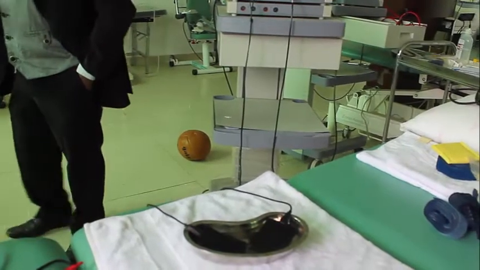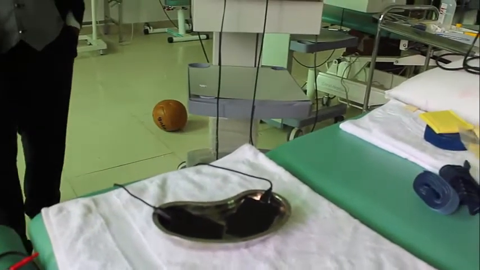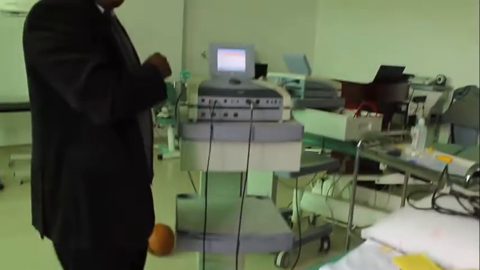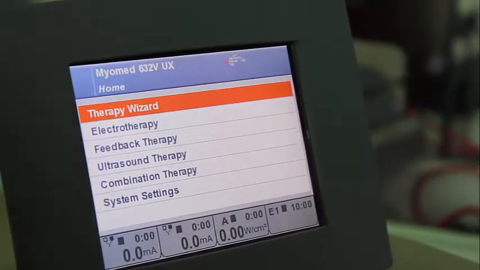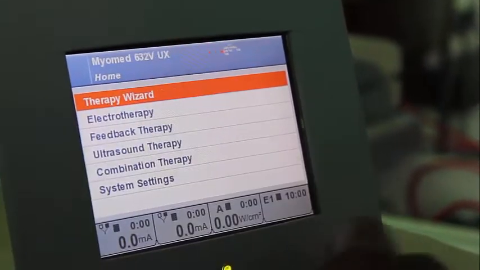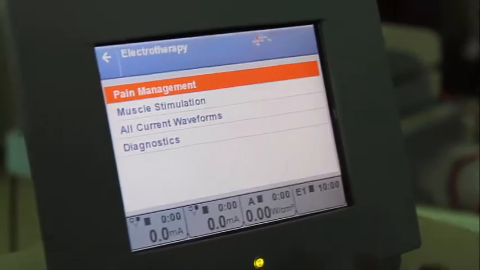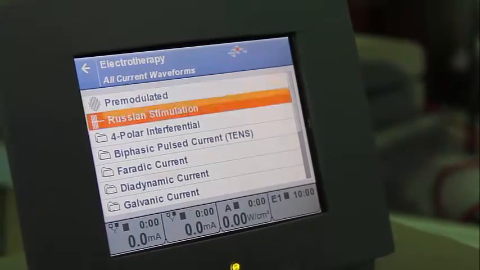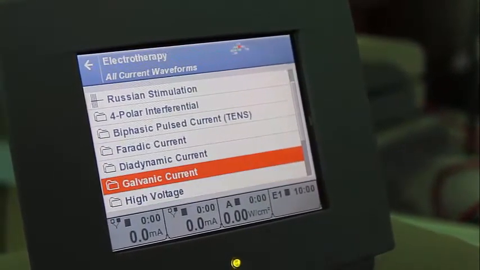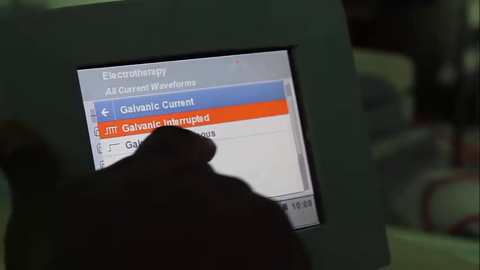No, gel you cannot use. If you want to find out, it should be in water. So put both of them in water. Now go to the machine. When you switch on the machine, it will show this list. Now you go to electrotherapy, then all current waveforms, then galvanic current. In the galvanic current, we want galvanic continuous.